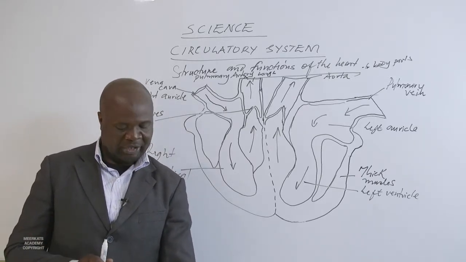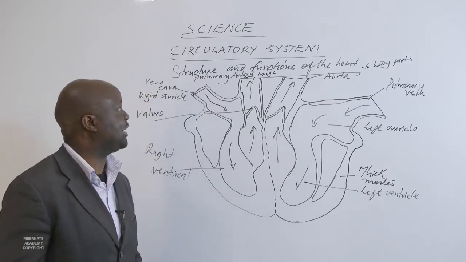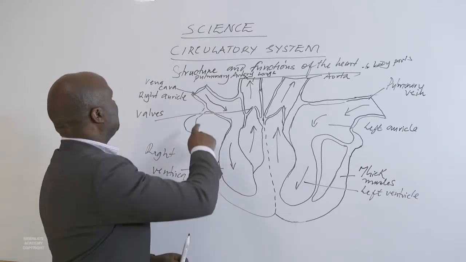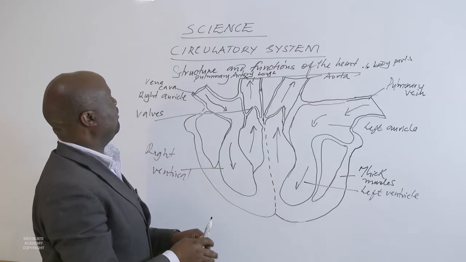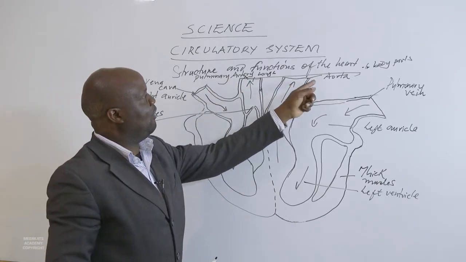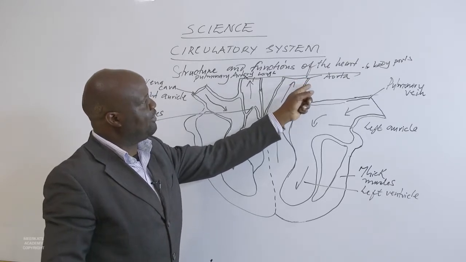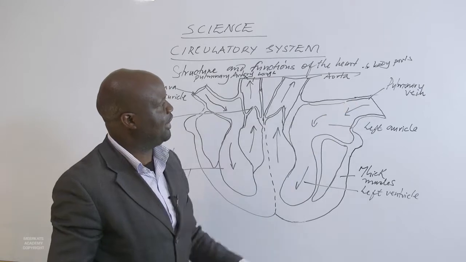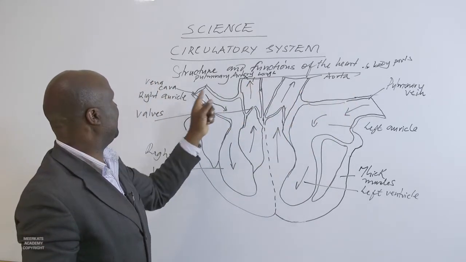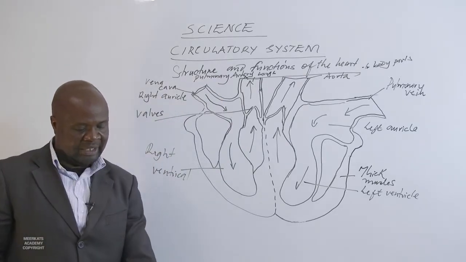The heart is connected to four blood vessels. These main four blood vessels we can mention: the vena cava vein, the pulmonary artery, the aorta, which is also the main artery, and the pulmonary vein. So we have the pulmonary vein, the aorta, the pulmonary artery, and the vena cava.